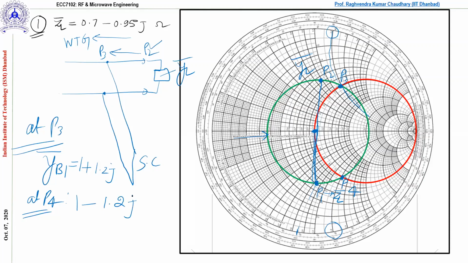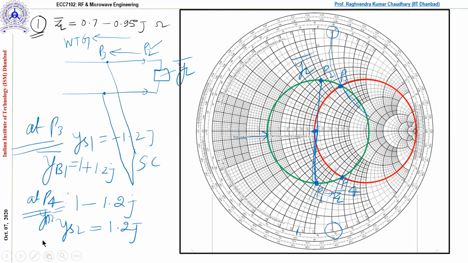Now, with respect to this, we have YS1 and YS2. This is YB2. So YS1 will be minus 1.2J, because ultimately when we are adding, this is supposed to be 1, and this will be 1.2J. Fine. So now this thing is cleared.